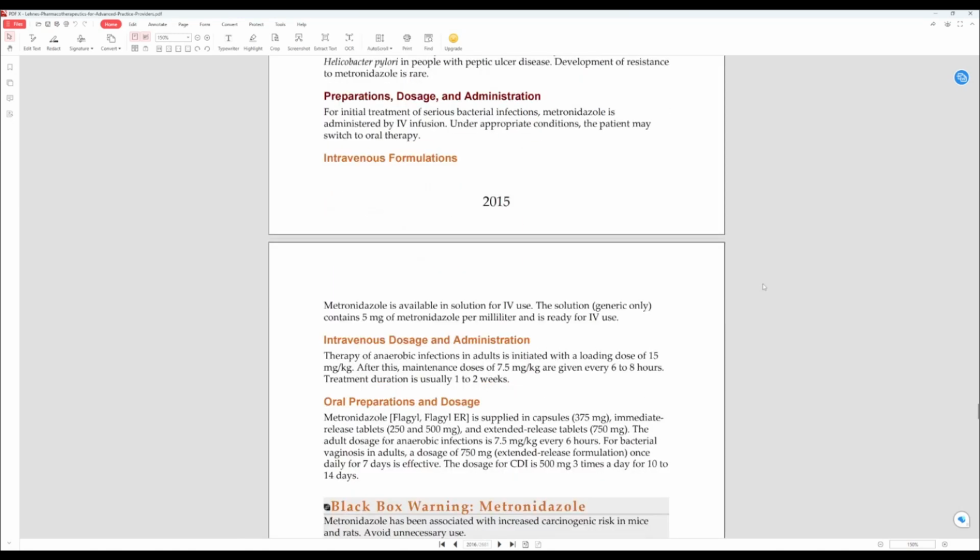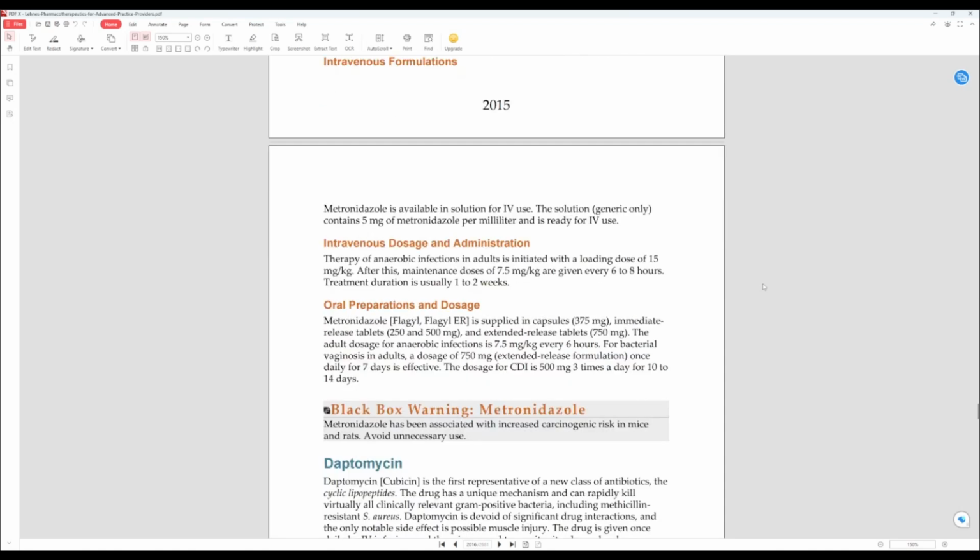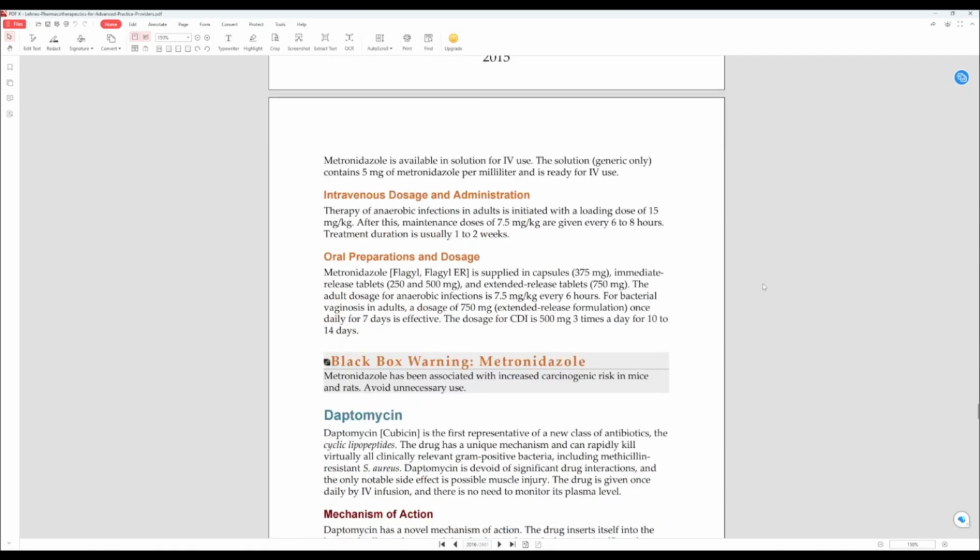So its preparation, dosage, and administration. For the initial treatment of serious bacterial infections, Flagyl is administered IV. Under appropriate conditions, the patient may switch to an oral therapy. So its IV formula. Flagyl is available in a solution for IV use. The solution contains about 5 milligrams of Flagyl per ml and is ready for IV use.